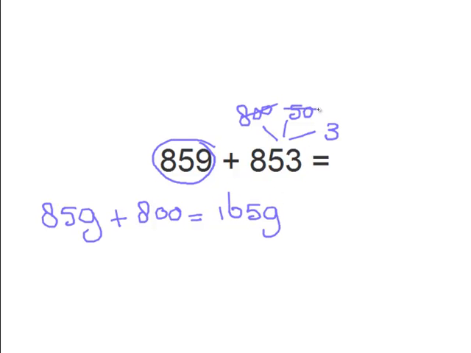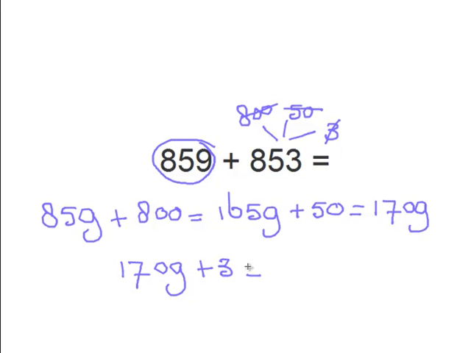Okay, and now we have the 50 to add to it. So 1,659 plus 50 equals 1,709. And now we just have the 3 to add to that. So 1,709 plus 3 equals 1,712, or 1,712.